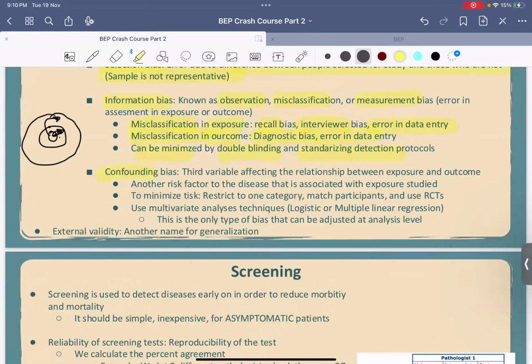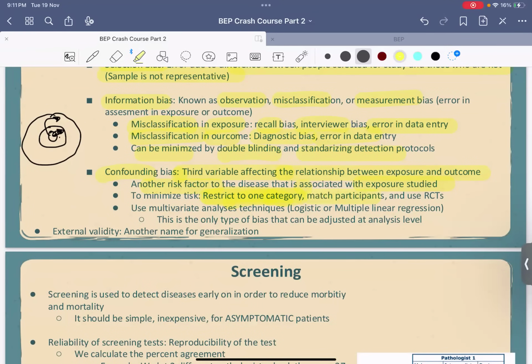And then we have confounding bias, which I explained earlier, a third variable affecting the relationship between exposure and outcome. Another risk factor to the disease that is associated with the exposure study. This is a confounding bias, okay? So to minimize the risk of confounding bias, we need to restrict to one category, okay? So we restrict, for example, if I don't want smoking as a confounding bias, I know smoking also affects my outcome, and I'm testing something else, and I don't want smoking. So I pick non-smoking people, okay? So I specify, I restrict, no, I don't want smoking people in the study. That eliminates that confounding bias.